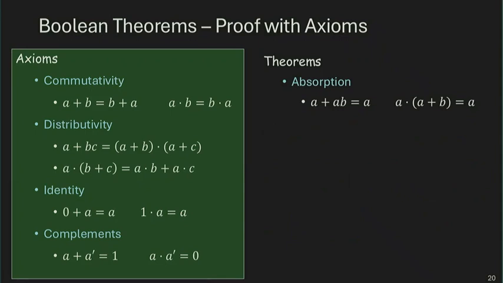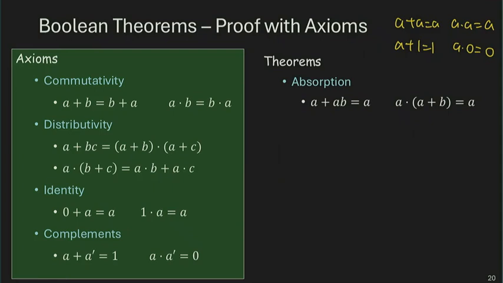Absorption. I want you to give this a try. Again, you already proved idempotency and identity absorption, right? So A plus A equals A, A dot A equals A, and A plus 1 equals 1, A dot 0 equals 0. So you can use them in your proof. Our job is getting easier and easier with these additional theorems.